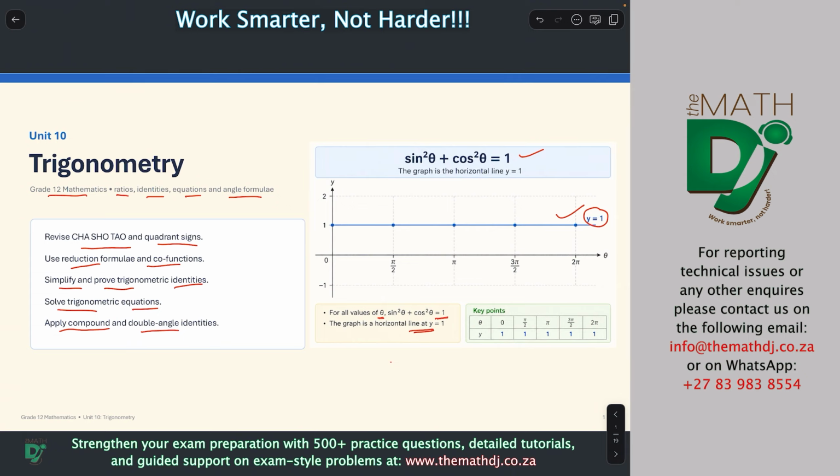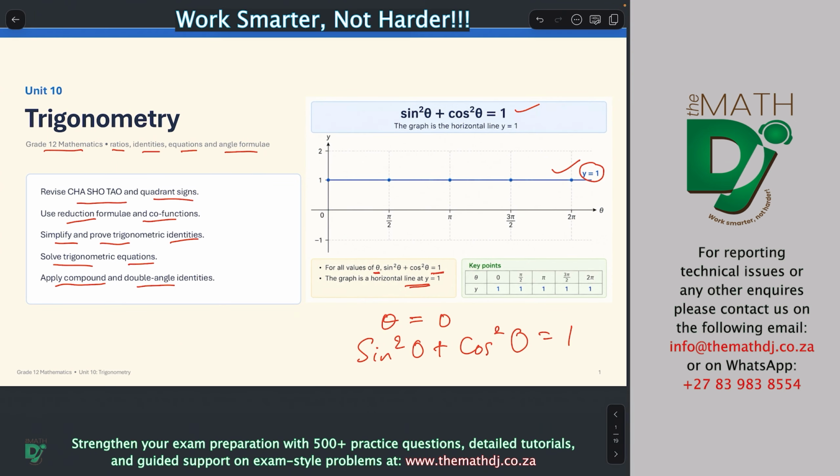If you plot these points, you substitute theta, the angle, with 0. So sine squared 0 plus cosine squared 0 is equal to 1. You can use a calculator, then this can be proven. So this is what we are going to cover in this section.